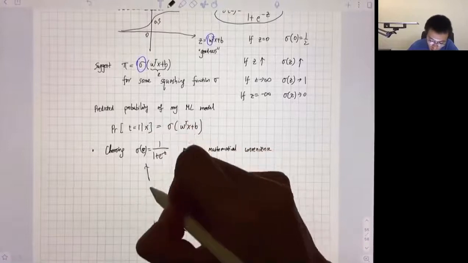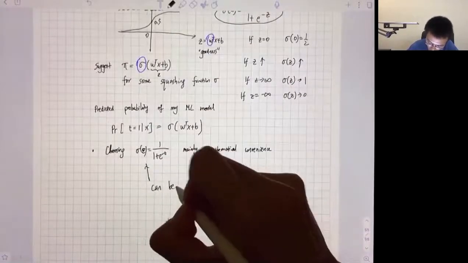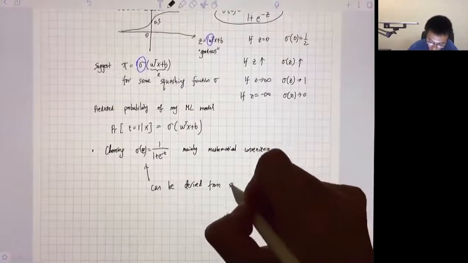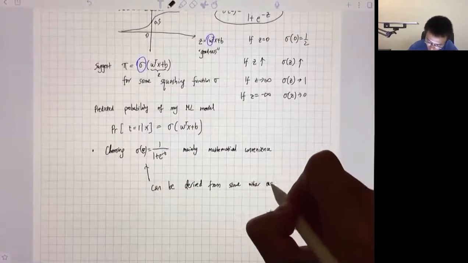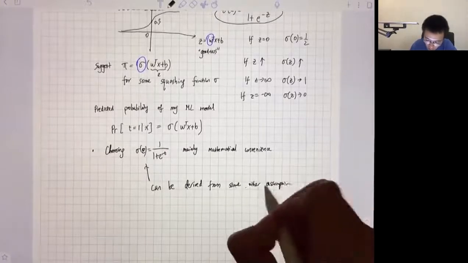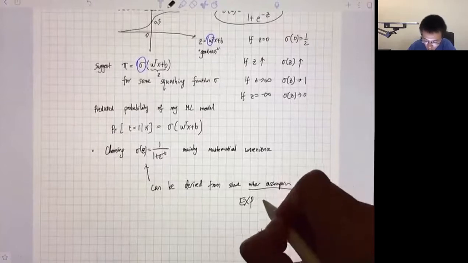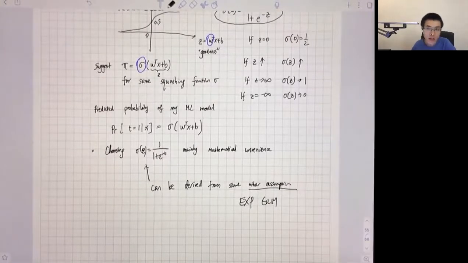This function can be derived from some other assumptions. And I can tell you now that the assumption is the exponential family or the generalized linear model with the canonical response function. Okay, it doesn't matter whether you have heard of that or not. We will explain those in future lectures.